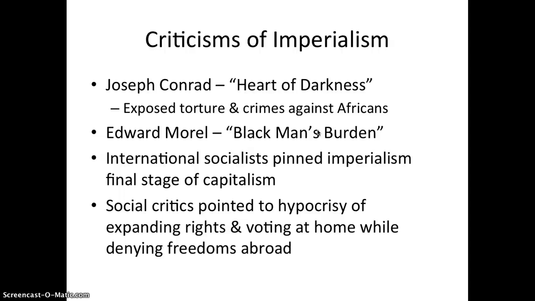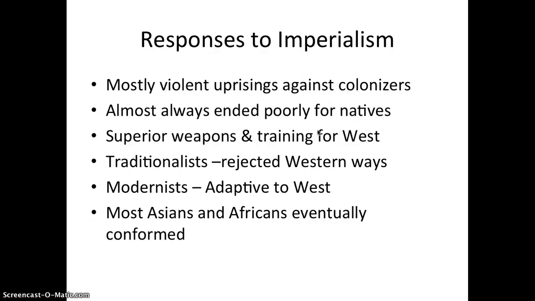And social critics pointed out the hypocrisy of how you can expand rights and voting for people in Europe and then deny all of those freedoms to these people abroad. And the response to that was always, well, they're not capable of the greatness we achieve in Europe because of the whole social Darwin thing.